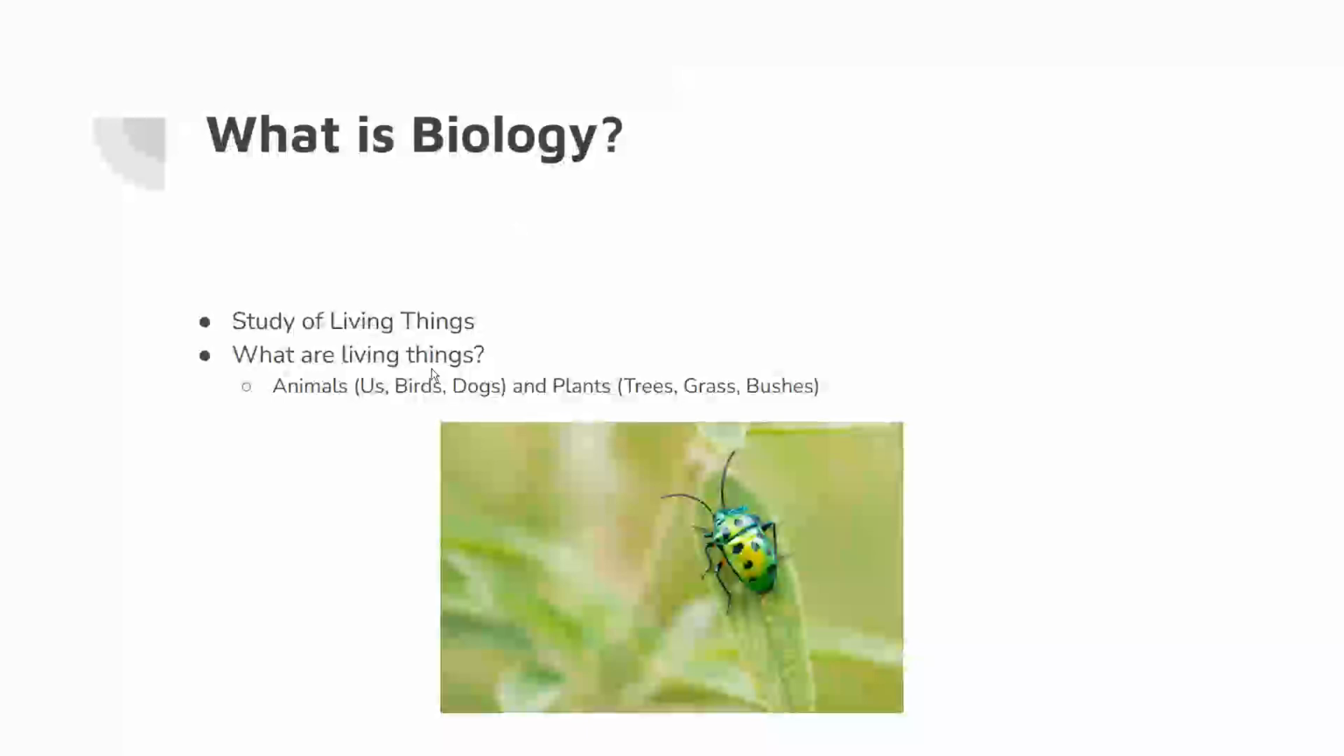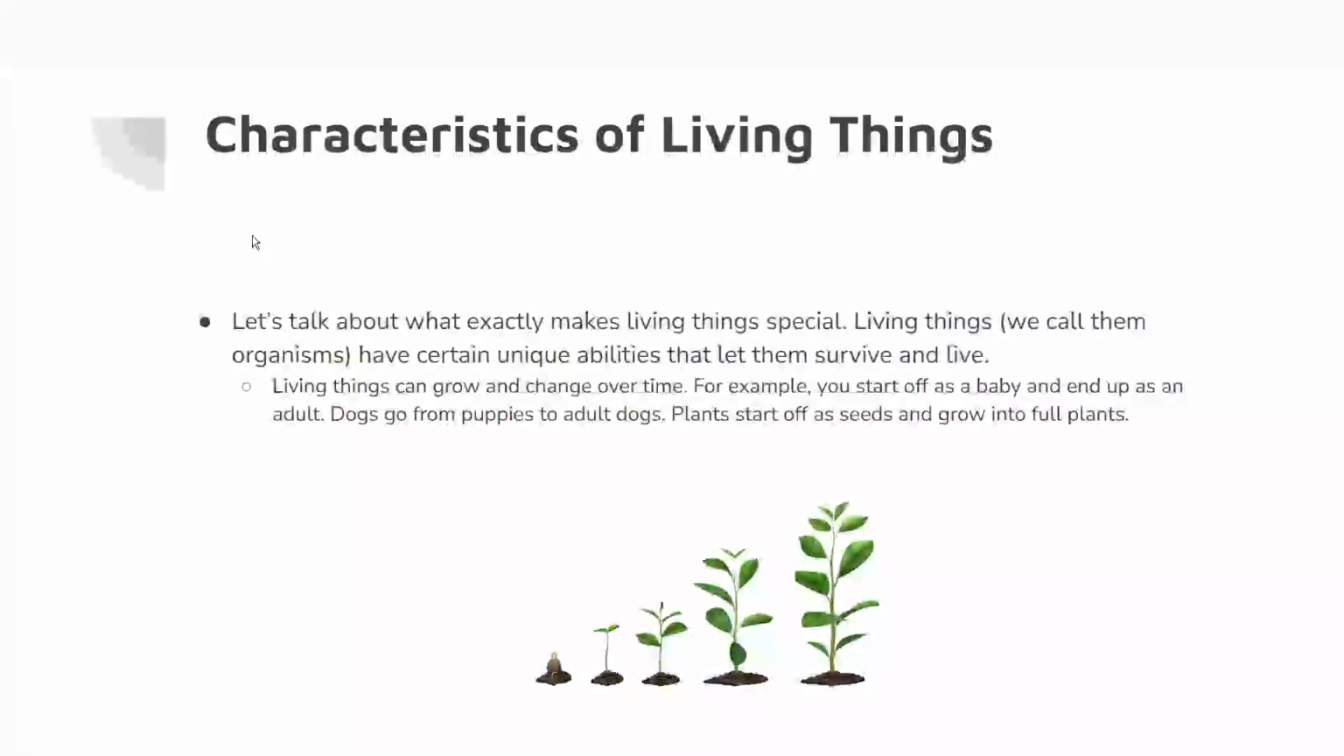So, for those of you who don't know, biology is basically a branch of science which is the study of living things. And so living things are basically animals, so us, birds and dogs, for example, and plants, so trees, grass, and bushes, for example. And so let's talk about what exactly makes living things special. So living things, we call them organisms.